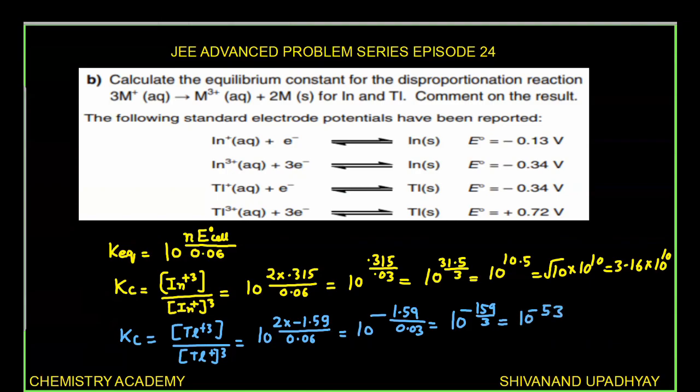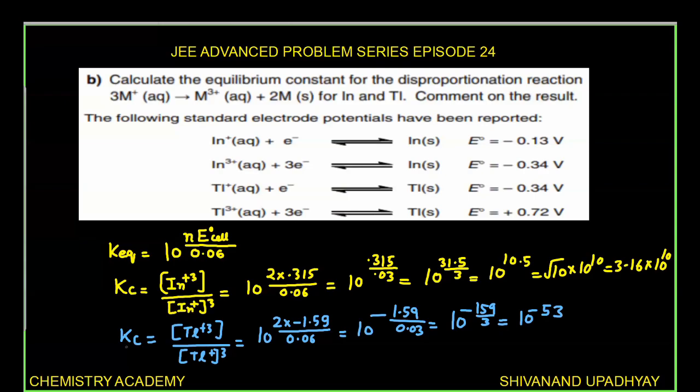So again, this value of the equilibrium constant is a very small quantity because E naught cell is negative. Since E naught cell is negative, the equilibrium constant will be less than 1 and the reaction is non-spontaneous under standard conditions. So the disproportionation of indium is spontaneous under standard conditions, while the disproportionation of thallium is non-spontaneous under standard conditions, right?